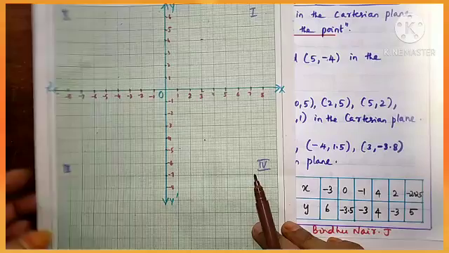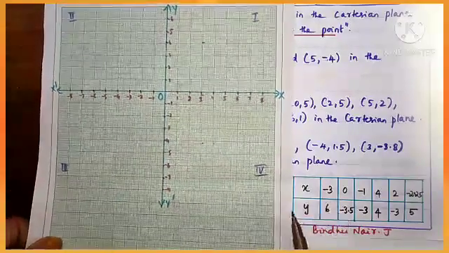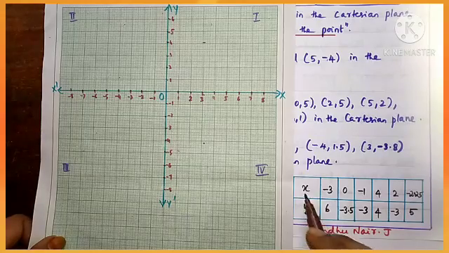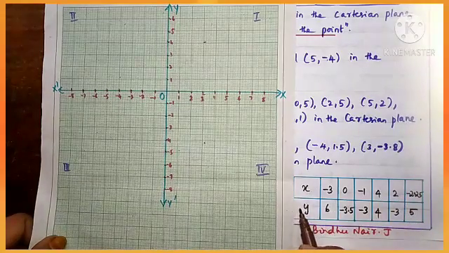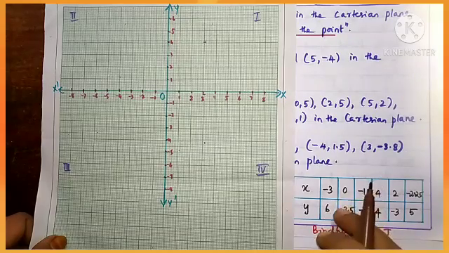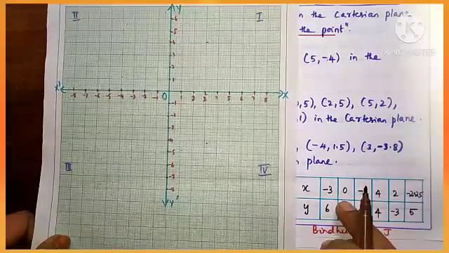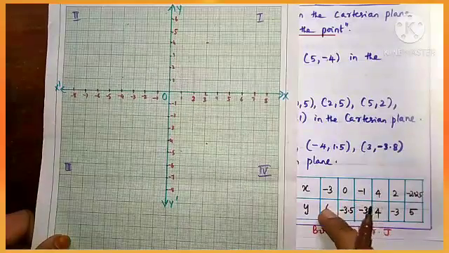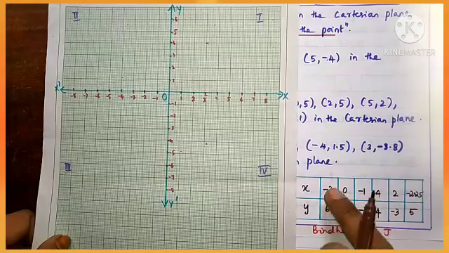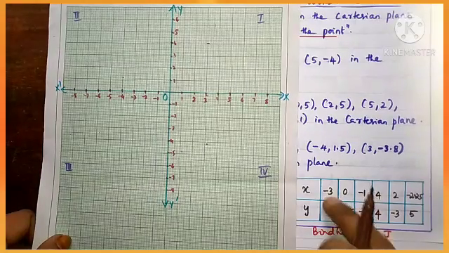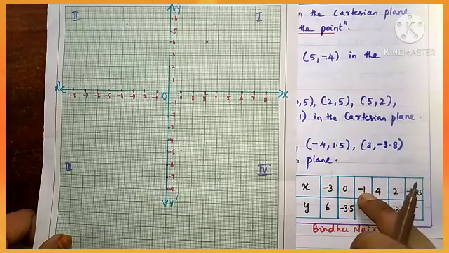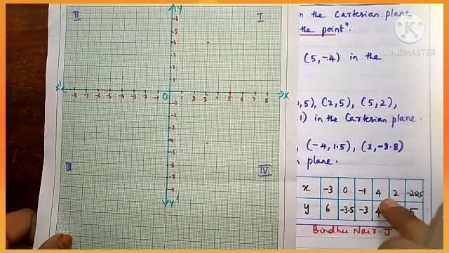Yes children, now the fourth question. Here a table is provided and the x and y values are given in the table. First row is x coordinate and second row is y coordinate. Now you want to collect the coordinates as ordered pairs. That is, the first coordinate will be minus 3, 6. Okay, in this way you want to take minus 3, 6. Second is 0, minus 3.5. Third is minus 1, minus 3.